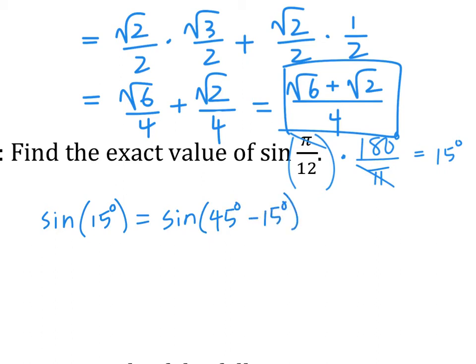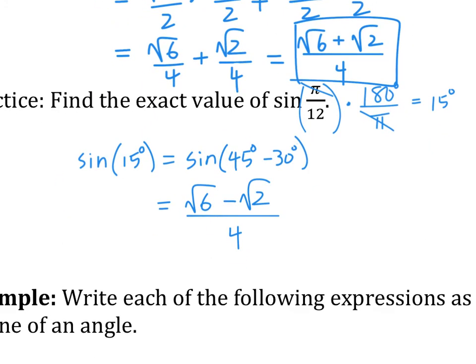Again, remember: sine, cosine, cosine, sine. Okay, go ahead and figure this out. Let me know when you are done. So the answer is square root 6 minus square root 2 over 4.